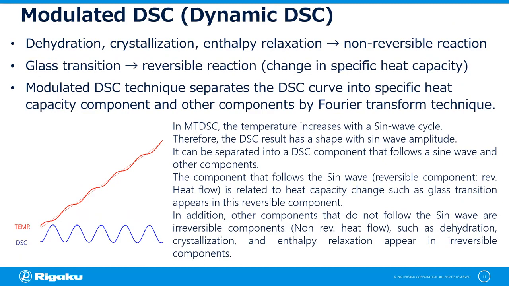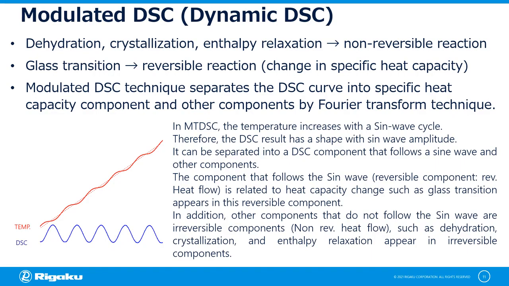Since the glass transition is small, it often overlaps with other reactions and disappears. For example, dehydration, crystallization, and enthalpy relaxation can be considered as phenomena that may overlap with the glass transition. When these reactions overlap with the glass transition temperature, the glass transition is measured by changing the sample pan or measuring a second run, but the dynamic DSC, which is a modulated DSC, is also an effective means.